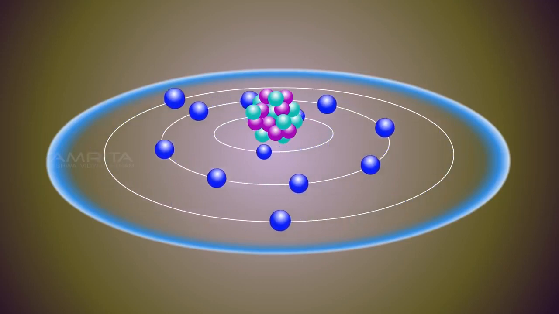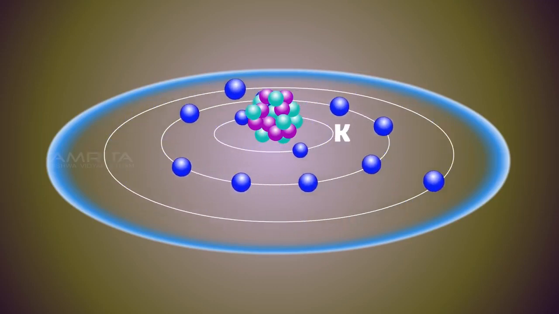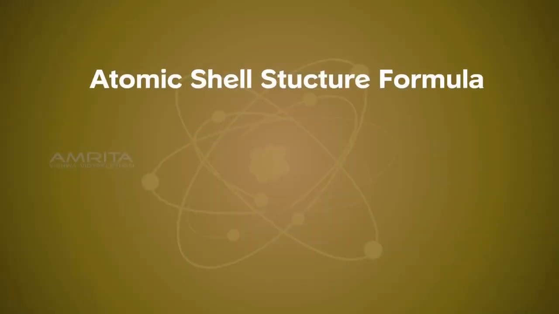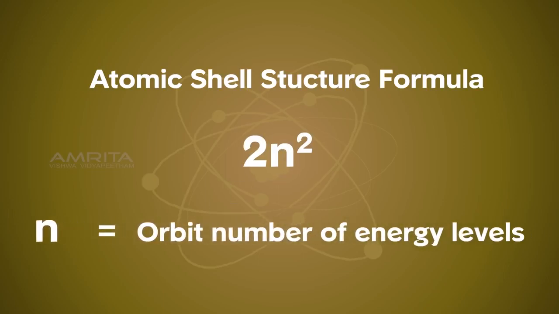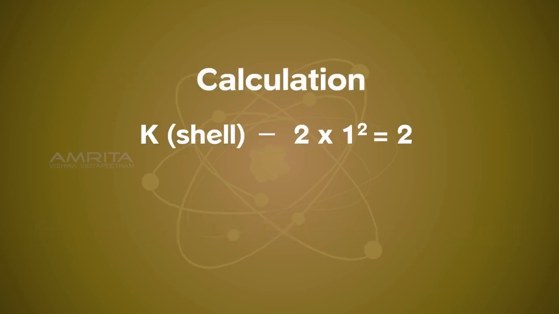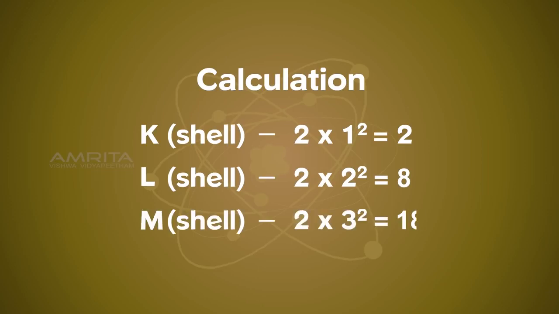The orbits or shells are represented by the letters K, L, M, etc. The maximum number of electrons present in a shell is given by the formula 2n², where n is the orbit number or energy shell. The first orbit or K shell can have 2, the second orbit or L shell can have 8, and the M shell can have 18 electrons, etc.